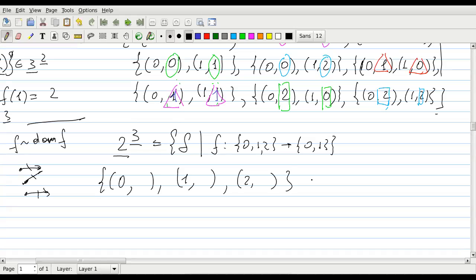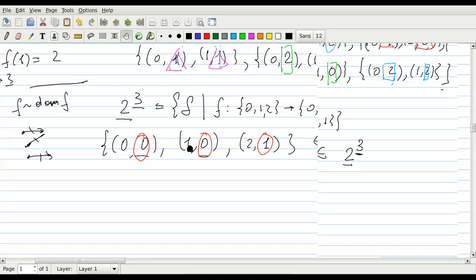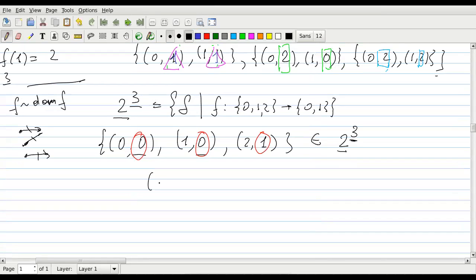So please give an example. Okay, 0, 0, 1, 0, 2, 1. Let it be 0, 0, 1, 0, 2, 1. And if you put this in correspondence with triplets, which triplet should you take? 0, 0, 1. This is a triplet from this set. Is it clear?